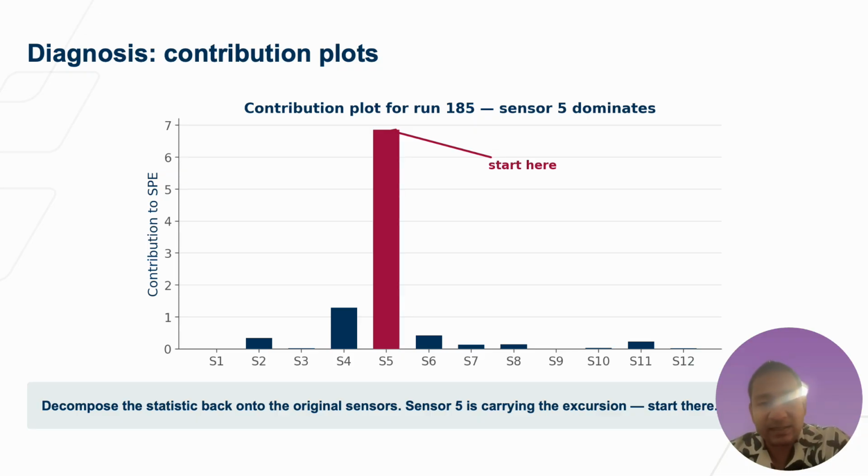In practice, that is the workflow. T² or SPE tells you your run is abnormal. The contribution tells you which handful of channels to look at. Then a human, or increasingly a classifier trained on past events, takes it from there. It is genuinely useful, and it has limitations that are not always stated clearly. That is the topic of the next slide.